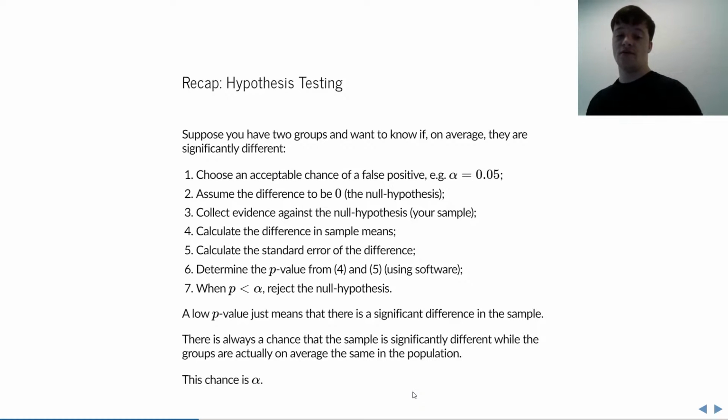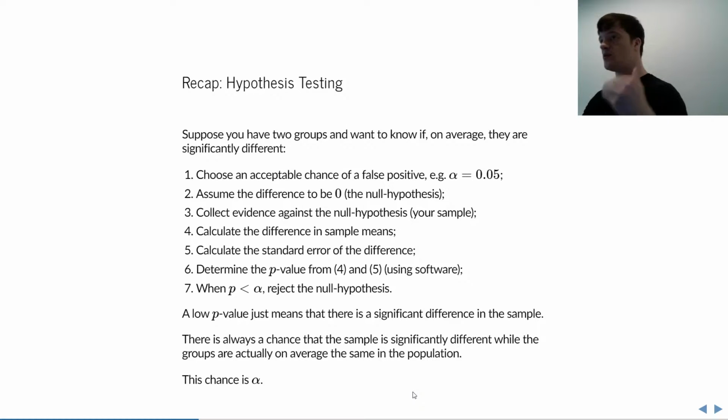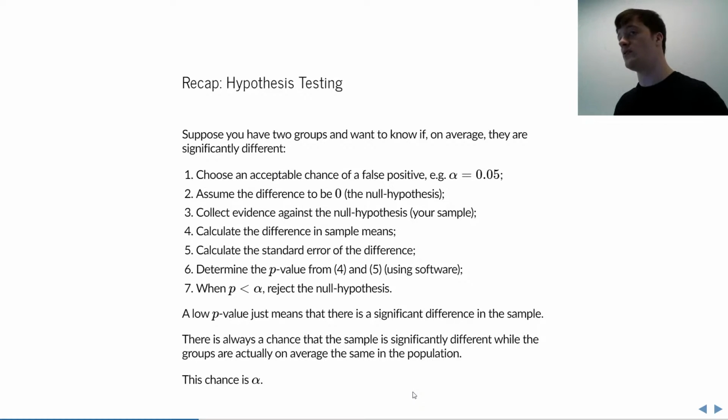So yeah, a low p-value just means that there's a significant difference in the sample, right? It doesn't prove that there's a difference in the population. It just means that the chance of this being a false positive is less than the chance we agreed upon. But there's still always a chance that your one sample is significantly different, even though in the population the groups are actually the same. And the question is, how large is that chance? That is alpha. That is a chance that you agreed upon. It's not the p-value. The p-value is just a function of your sample, but alpha is the chance that whatever you are researching, if it is significant, that it would be a false positive.